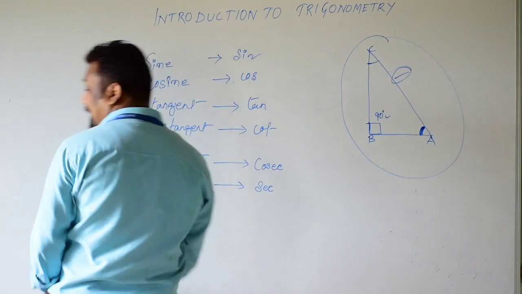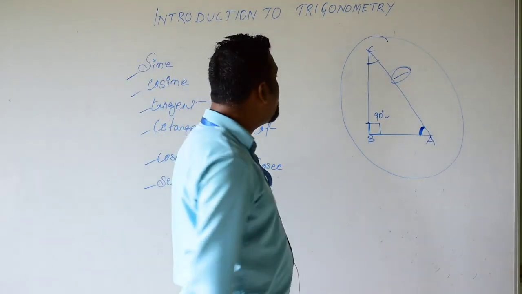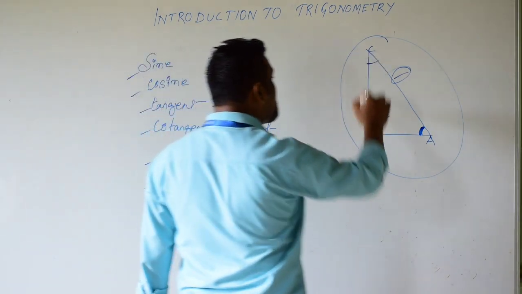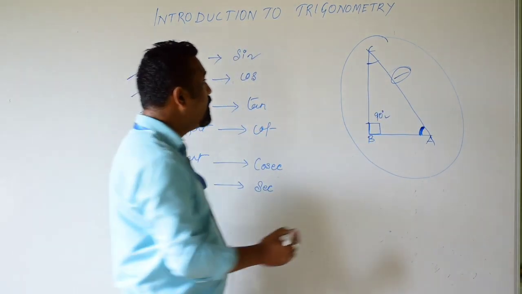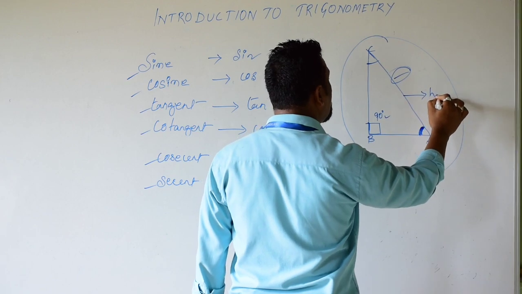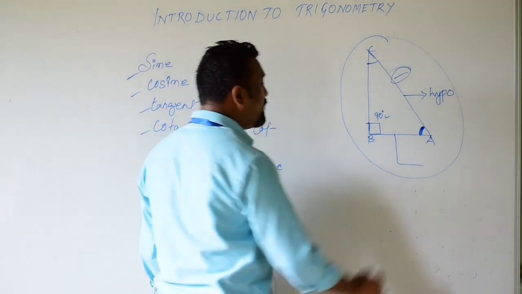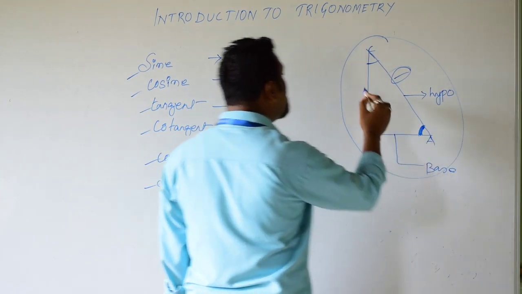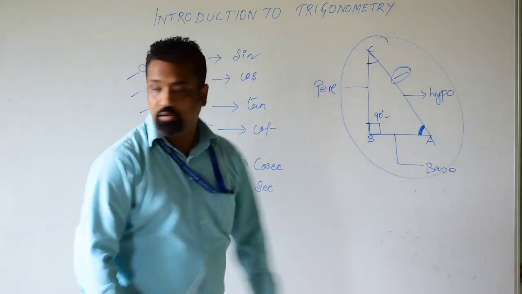You will get this in class 10 in the triangle chapter, but here also we can discuss this. In this triangle we have 3 sides. All these 3 sides have 3 names. The biggest side which we have here, we call the hypotenuse. This one we call the base, since we are talking about this angle, and this one we call the perpendicular. This can be changed also.